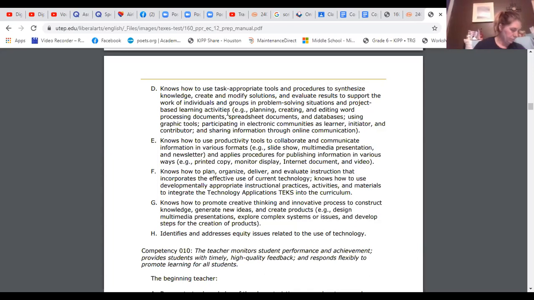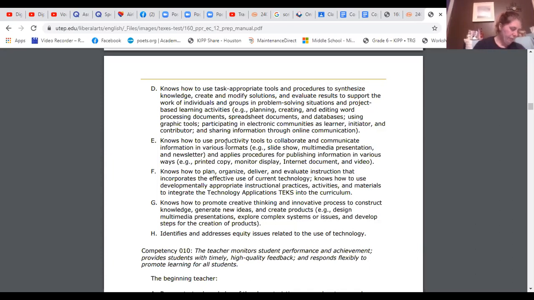participating in electronic communities as learners, initiator, and contributor, and sharing information through online communication. You also know how to use productivity tools to collaborate and communicate, right? So those buzzwords, collaborate, communicate information, right? You want to look for those buzzwords when you are looking at your answer choices, right? So when they are talking about various formats, look at the slideshow, multimedia presentations, newsletters, that's what they're talking about. And applies procedures for publishing information in various ways.